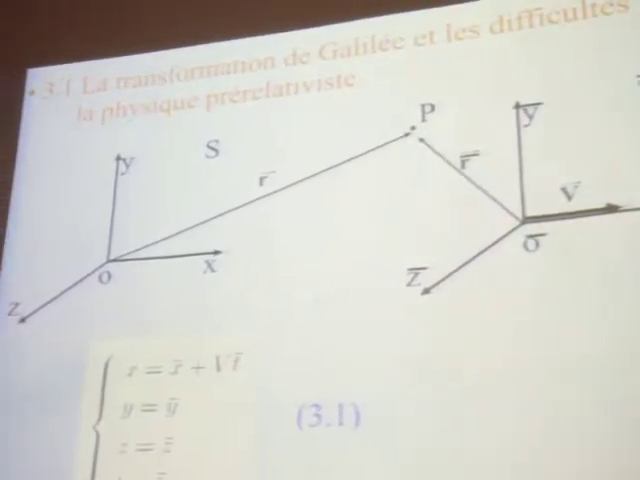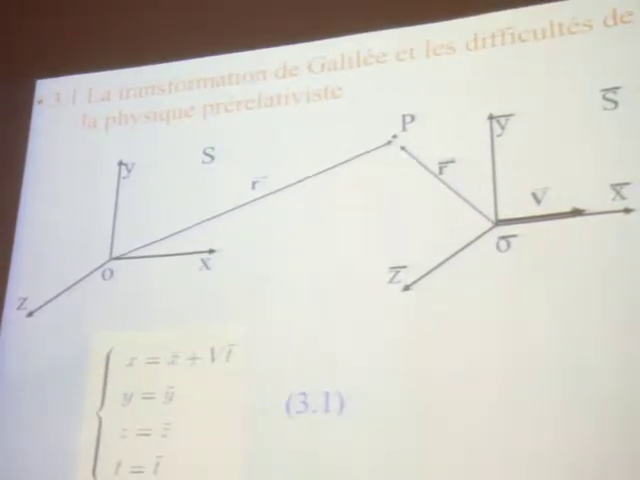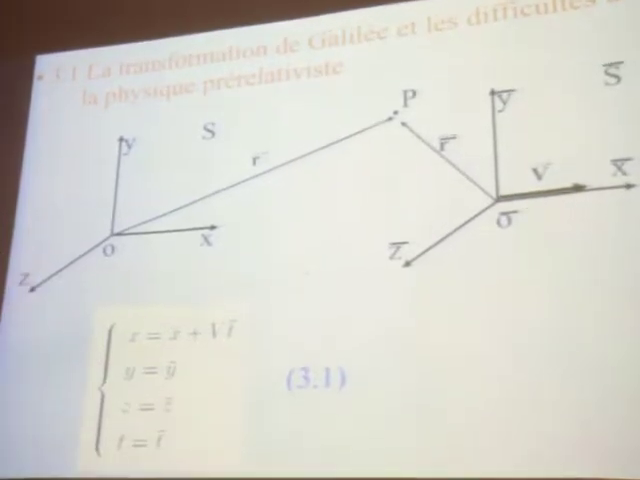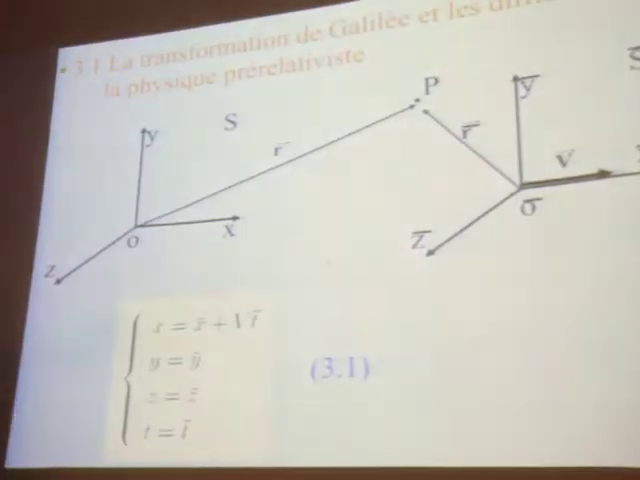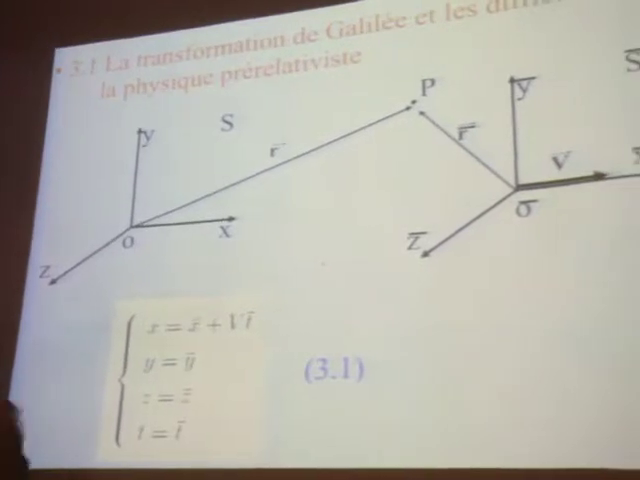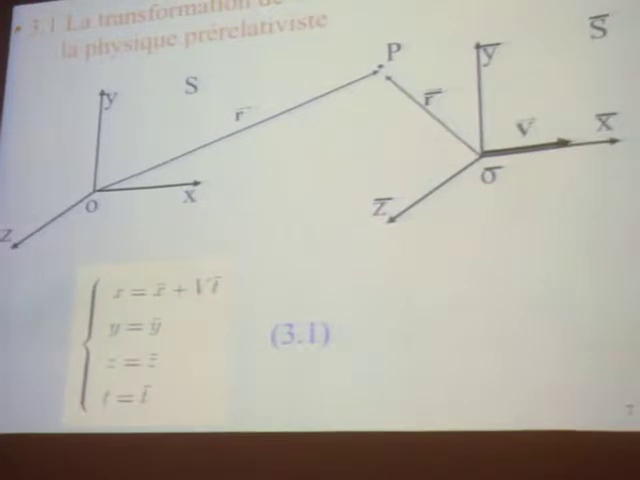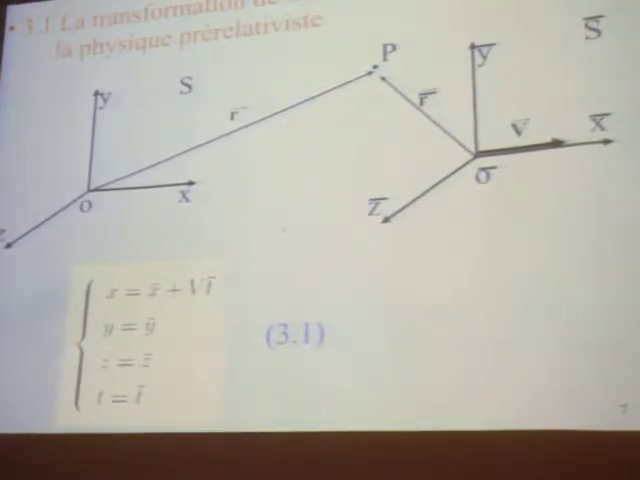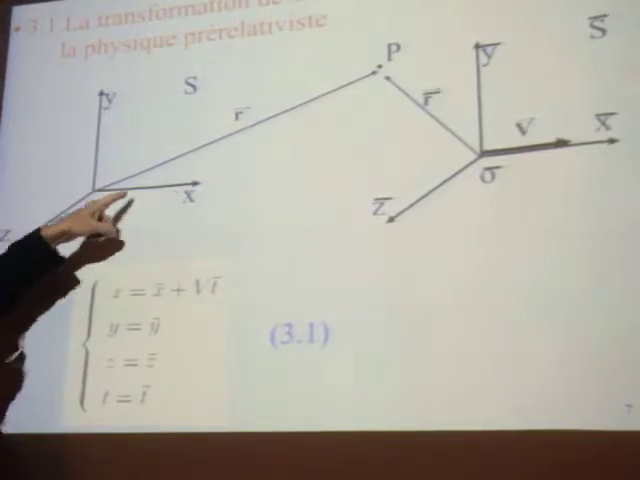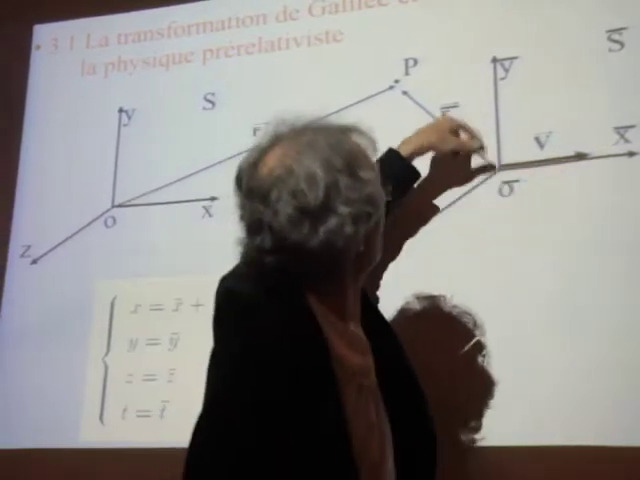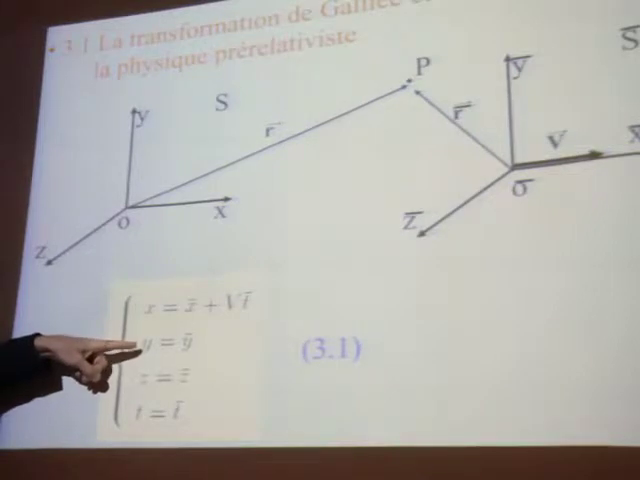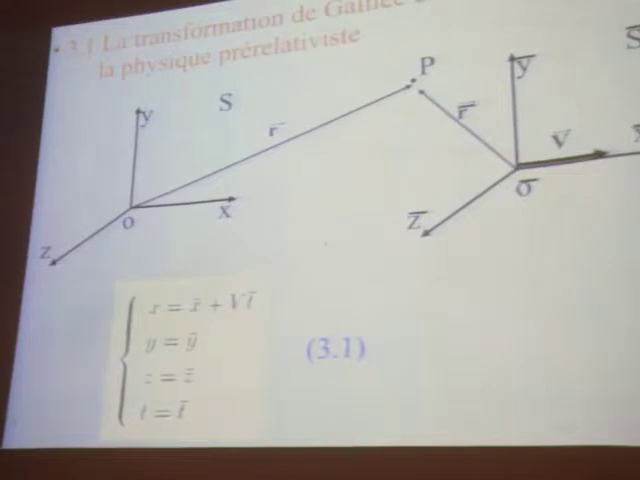Now these are the relations to make a Galilean transformation. Indeed, I'm assuming the following: that this frame is moving with a uniform velocity v along the x-axis, and that at the time T equals zero, T bar equals zero, O bar coincides with O. The two frames are superposed at the time T equals T bar equals zero. Then we see that the plane XOZ is equal to the plane X bar O bar Z bar. The plane XY is equivalent to X bar Y bar. So all the planes are equivalent. So we understand that Y is equal to Y bar, Z equal to Z bar. No difficulty, T equals T bar.